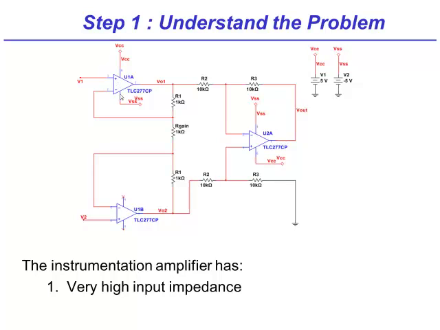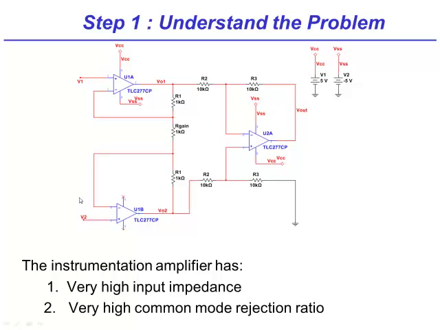I also see that because the instrumentation amplifier is basically a differential amplifier but with a higher input impedance, it can reject the common voltages at the inputs better. Correct. The CMRR, or common mode rejection ratio, is very high. Now that I understand why we use instrumentation amplifiers, let us devise a plan to solve for Vout.